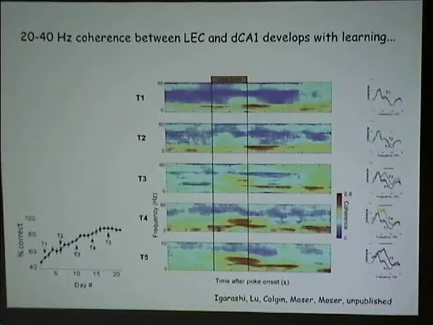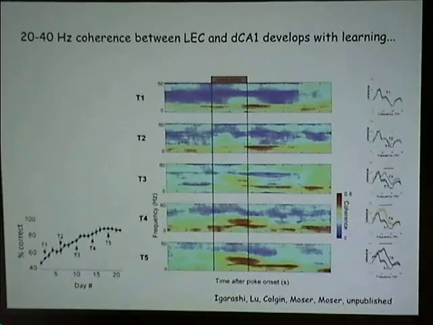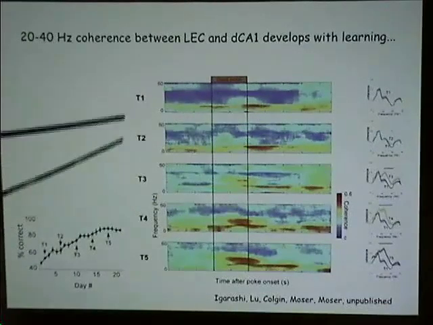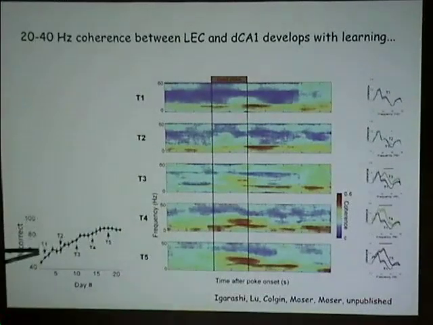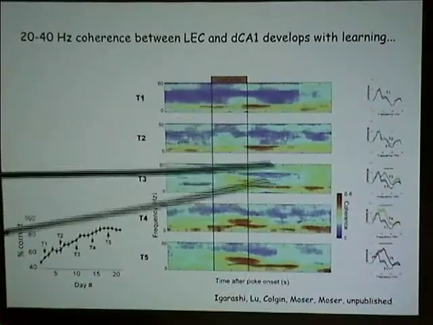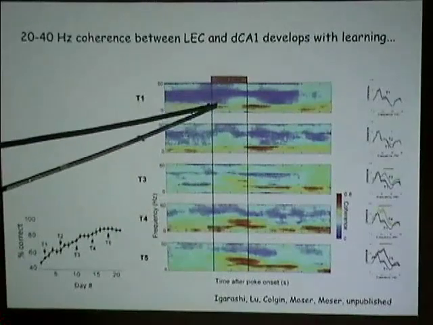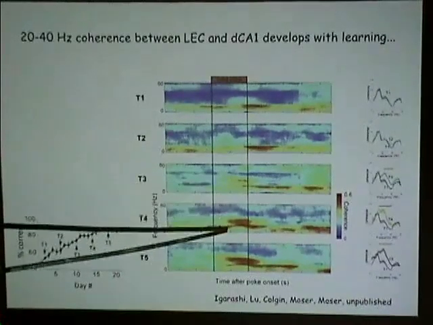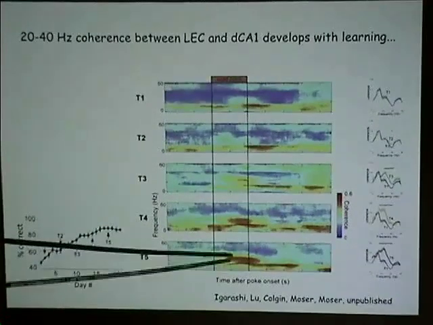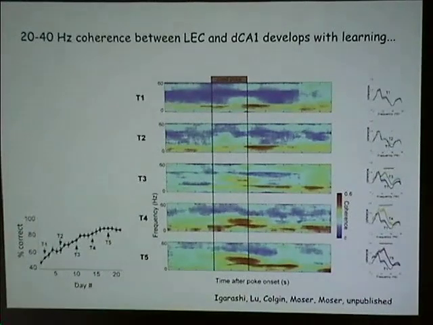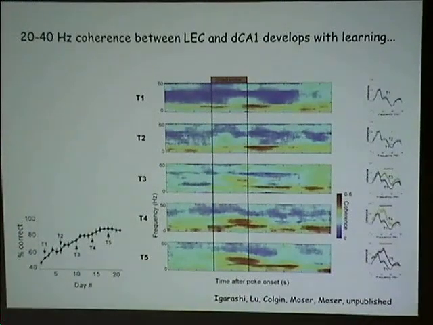Now, is this related to learning, or is it just a passive reflection of having odors in the nose? It is dependent on learning, because if you compare across learning stages from T1 to T5, this is again the coherence spectrum, and you can see that in the beginning there's nothing, and then it slightly develops, T3, T4 here, and at T5 you have really strong coherence between CA1 and LEC. So it develops with learning. Error trials. Good question, because that's here.